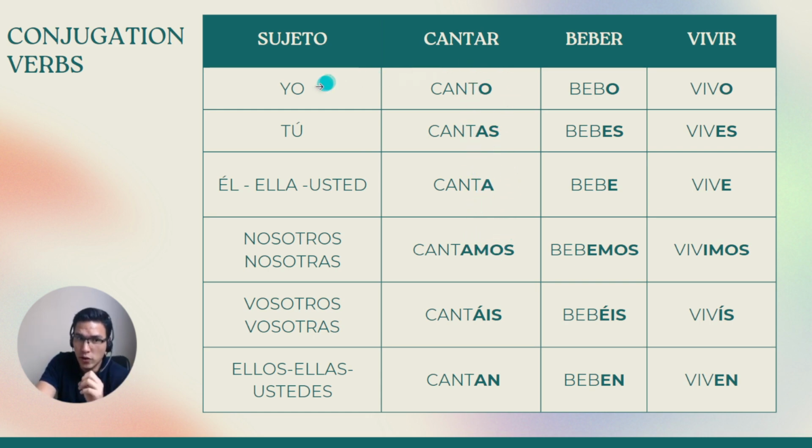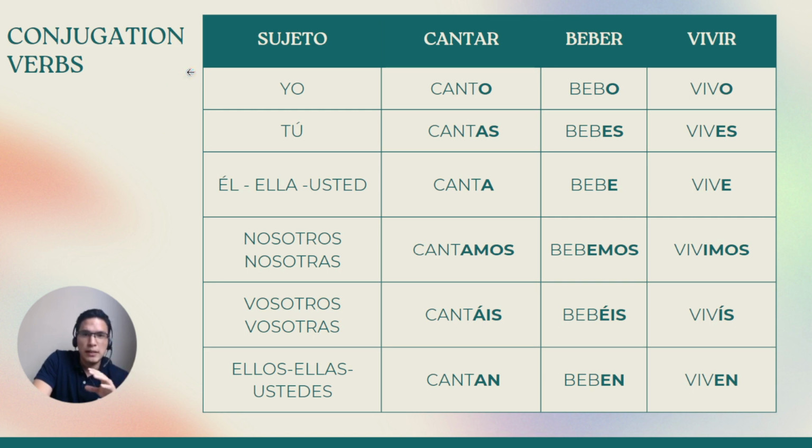For example, for yo, cantar is wrong. It's yo canto. Tú cantas. Él, ella, usted canta. Nosotros cantamos. Vosotros cantáis. Ellos, ellas, ustedes cantan. You see, it's very simple. Remember, you need to drop the ending and add the new endings depending on the subject pronoun.